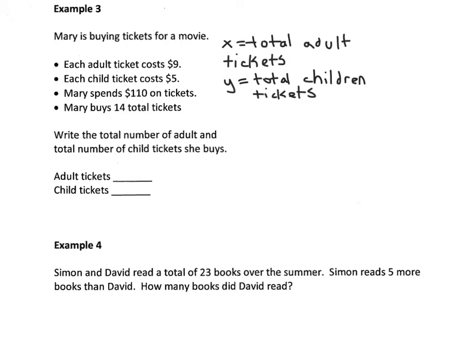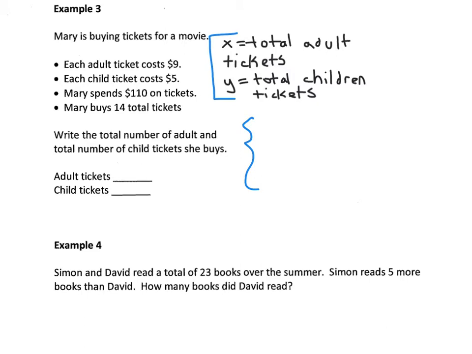First thing we need to do is define our variables. The way I represented my variables is I said that X is the total adult tickets and Y represents the total children tickets. Go ahead, pause the video, and define your variables. After we've done that, we can set up our system of equations.